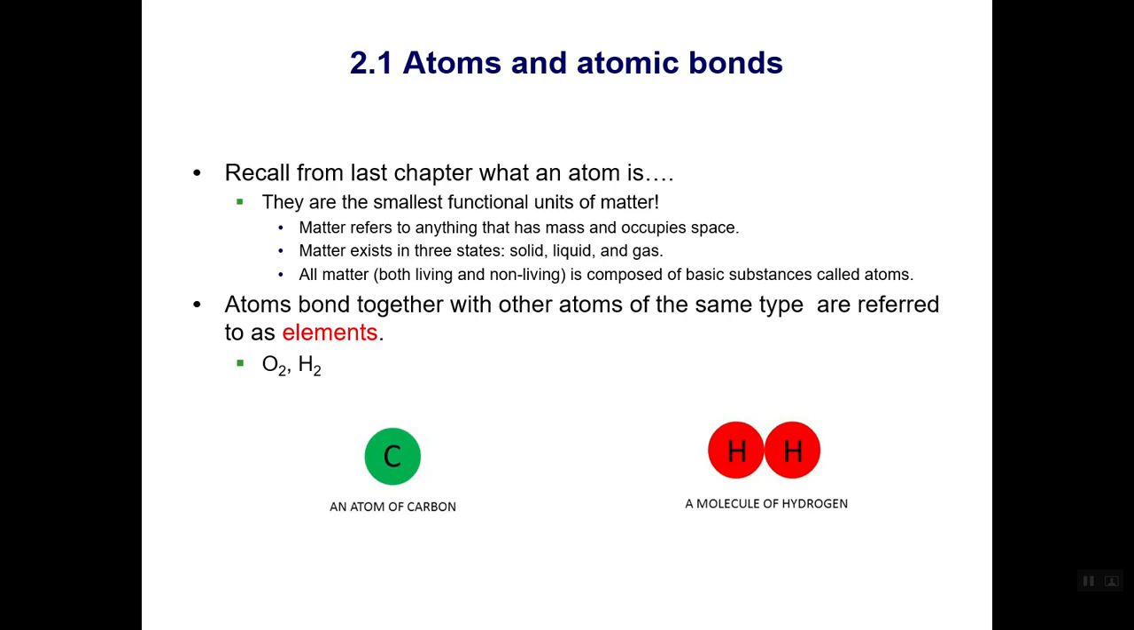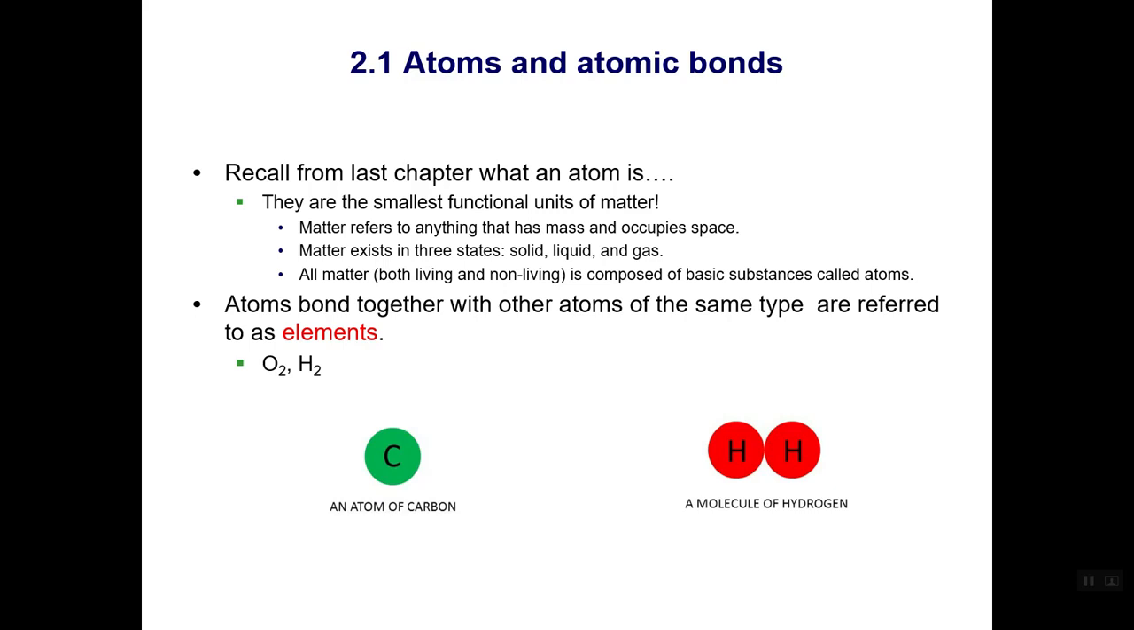So 2.1 of our text starts with the basics on atoms and atomic bonds. If we recall from last chapter, Chapter 1, we talked about what an atom is. Atoms are the smallest functional units of matter. And remember, matter is anything that takes up space. Doesn't matter if it's a solid, liquid, or gas, it's anything that takes up space. Living things, non-living things, as long as it's taking up space, it's composed of matter, and matter is made up of atoms. So the desk that I'm sitting at, non-living, it's still made up of atoms.